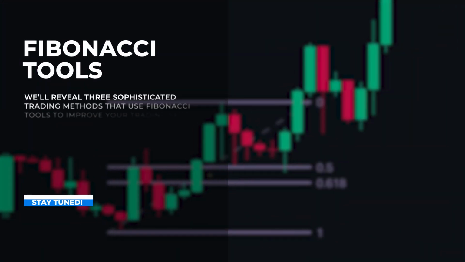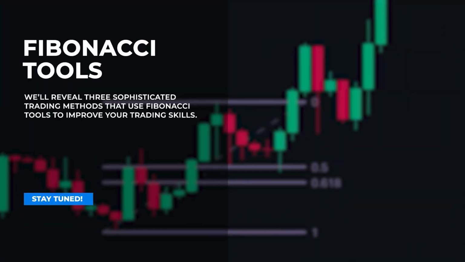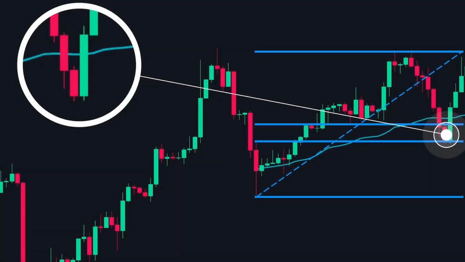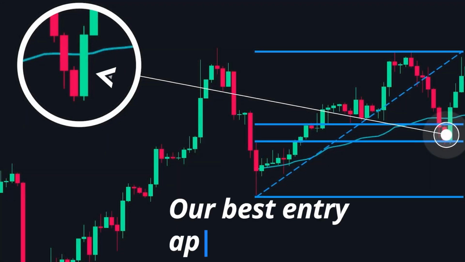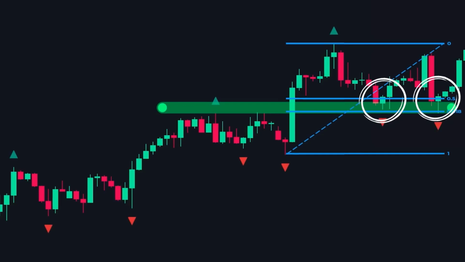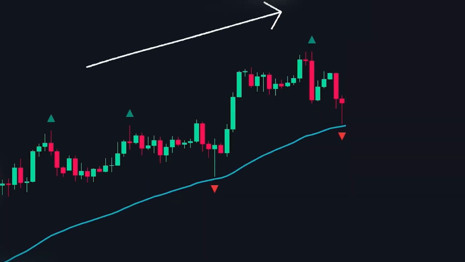Today, we'll reveal 3 sophisticated trading methods that use Fibonacci tools to improve your trading skills. Not only will we look at these high-impact tactics, but we'll also reveal our best entry approach for each, which is aimed to refine your entries with tighter stop losses and maximize your profit potential.